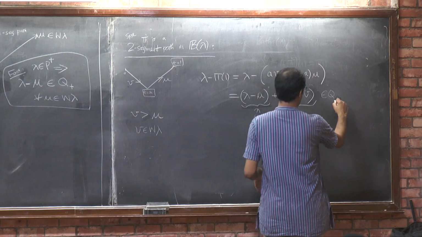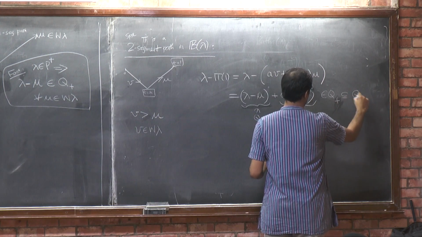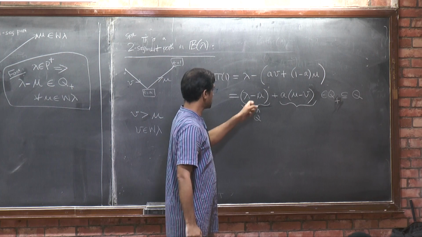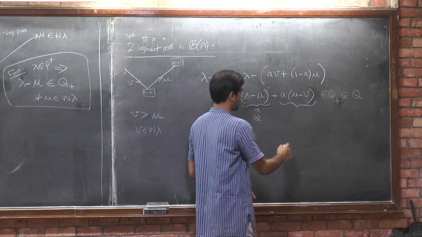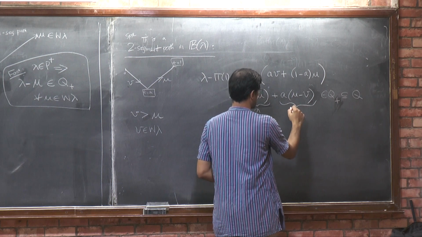See, this is an element of Q plus, so in particular, it's an element of Q. Okay, this is already an element of Q plus, therefore an element of Q. Therefore, this bit must also belong to Q. Okay, so conclusion, this belongs to Q.